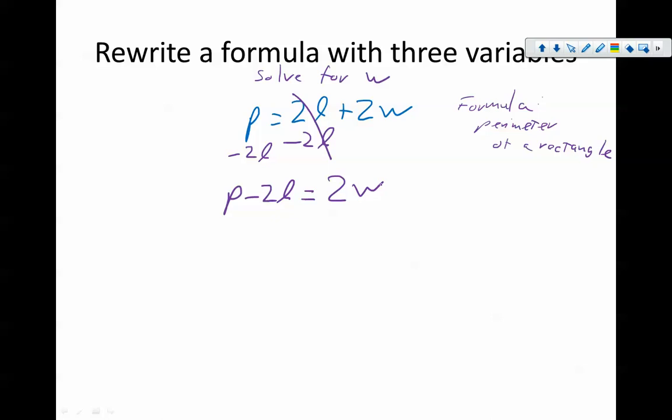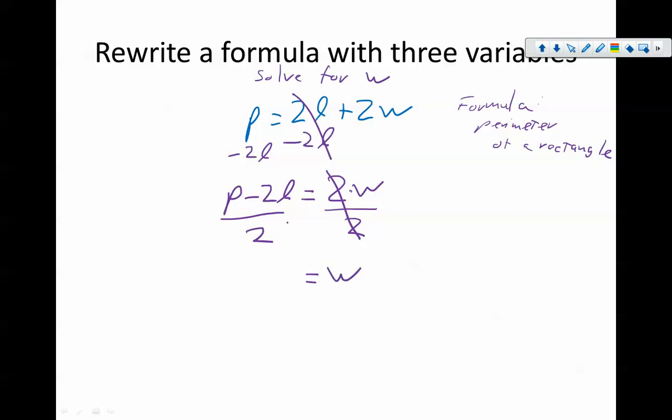And again, now we need to get the W by itself. So we have 2 times W. Well, I know that I'm going to divide by 2 to make that happen. Over here, I'm going to divide by 2. So on the right-hand side, 2 divided by 2 makes 1, so they cancel. So on the right-hand side, we have just W.